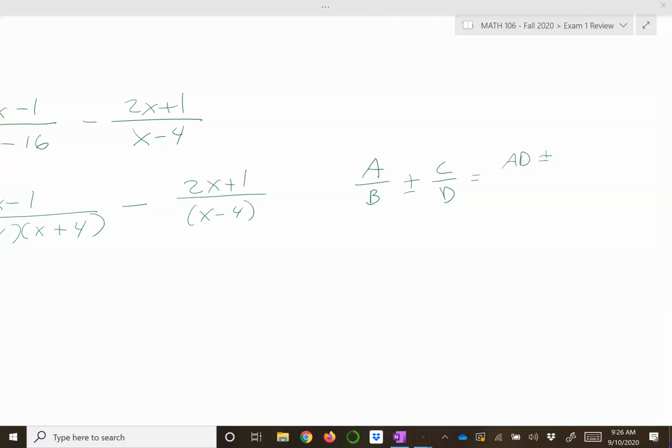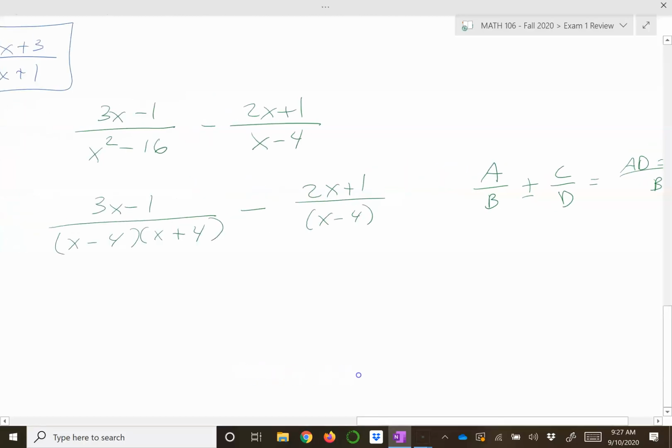In this case, it'll be minus C times... oh boy. Okay, we're working on C times B all over B times D. So that's what we're going to do here. I'm going to work through this exact thing because it will work every time. Okay?